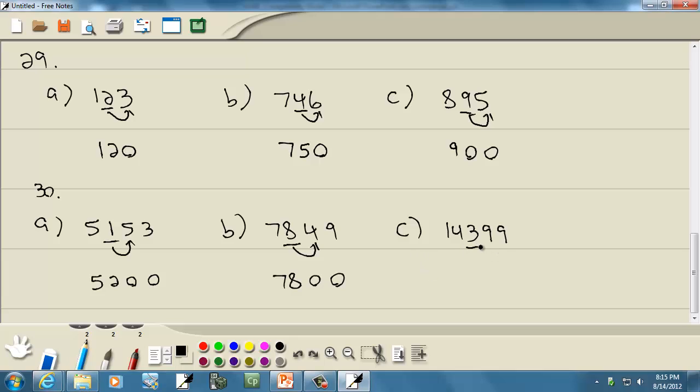Hundreds here would be the 3. Look to the right. That's a 9, so I'm going to round up. It's 5 or greater. So I increase this by 1, so that becomes 4. And then 1 and 4 just stay there. And then what's to the right of it is always the zeros. So that'd be our answer.